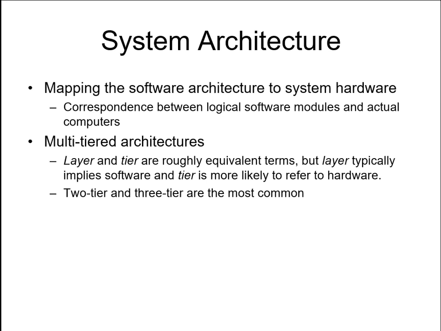Mapping the system architecture is basically mapping the software architecture to system hardware or resources, corresponding between logical software modules and actual computers. Multi-tier architecture: layer and tier are roughly equivalent terms, but layer typically implies software and tier is more likely to refer to hardware. So in other words, in a layer the separation is not physical, but in a tier the separation is physical, so it includes the hardware. Two-tier and three-tier are most common.